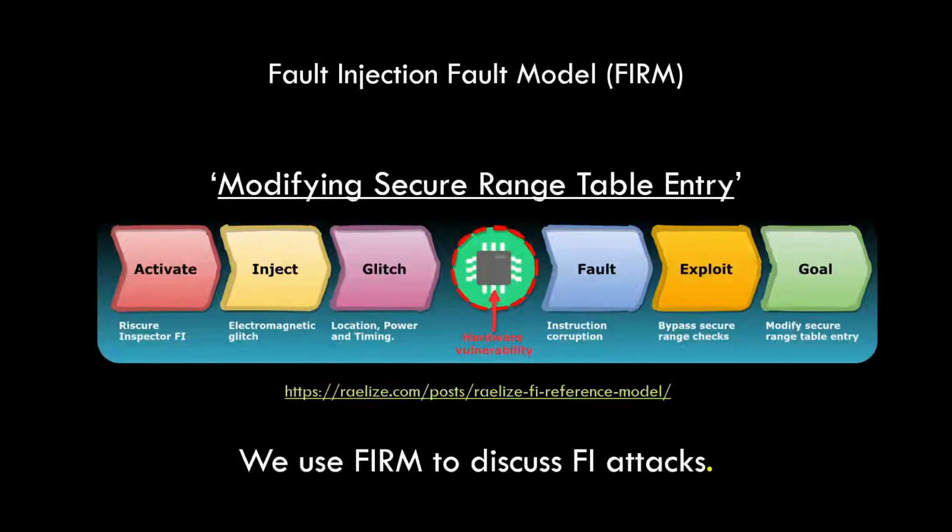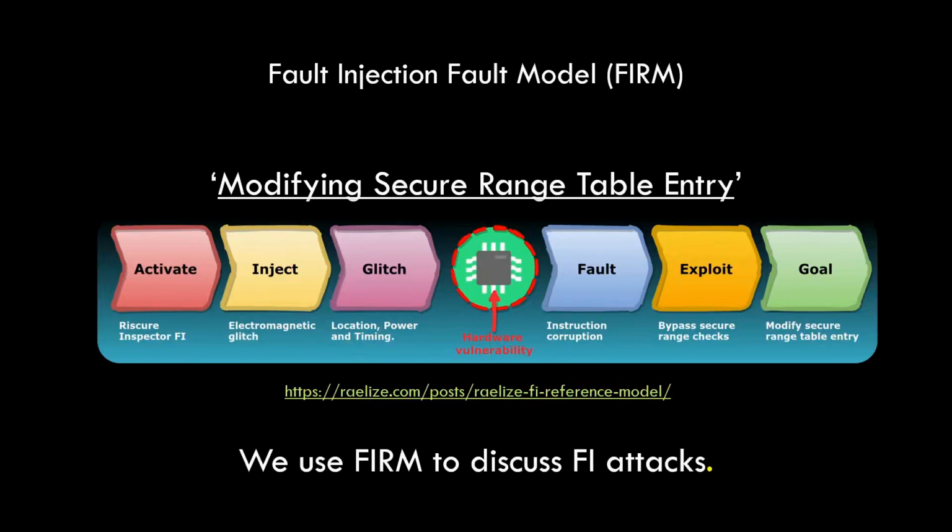So how do we achieve QC code execution? Well, whenever we talk about fault injection attacks, we like to use our fault injection fault model. Basically, how this works is that we break down a FI attack into multiple smaller steps or stages. In this case, we can describe modifying of a secure range table entry as follows. It starts with the activation.